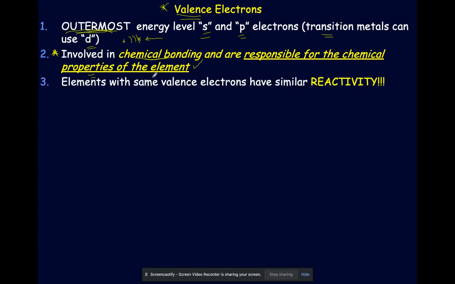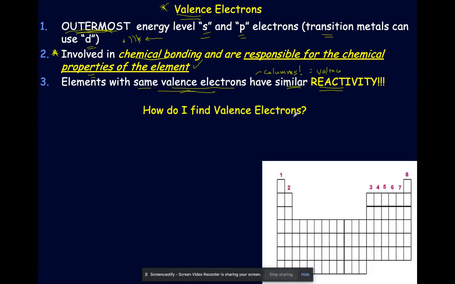Elements with the same electron configuration, same electron structure, same valence electrons have very similar reactivity. They act very similar. In fact, they're in something called a chemical family, a column in the periodic table. Columns in the periodic table have the same valence electrons, equal valence. So it's really important to know that they have similar reactivity.